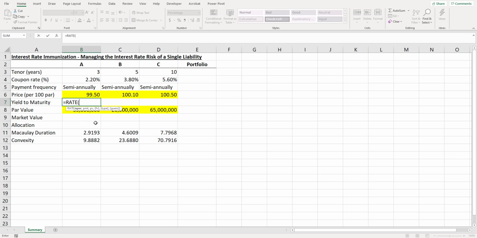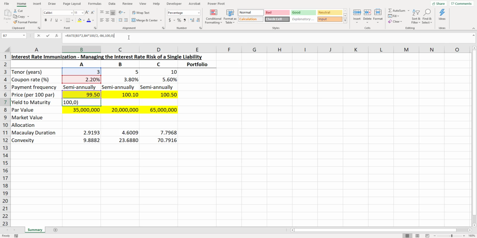The NPER here will be the number of payments, so there will be 3 years times 2 for semi-annually. Then in terms of coupon payments, it will be 2.2% times par. Let's assume it's 100. Then we'll divide by 2, and for PV, this will be negative of the price. The future face value is 100 par, and I'll just leave this as 0, end of the period. And this is our yield to maturity, but this is for half a year.